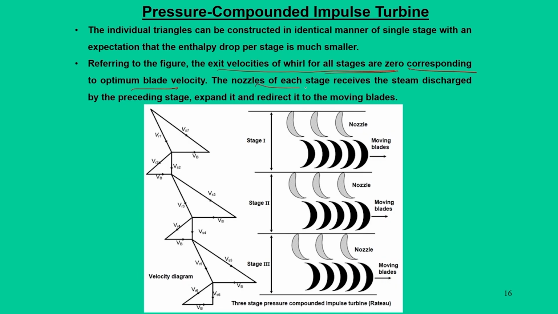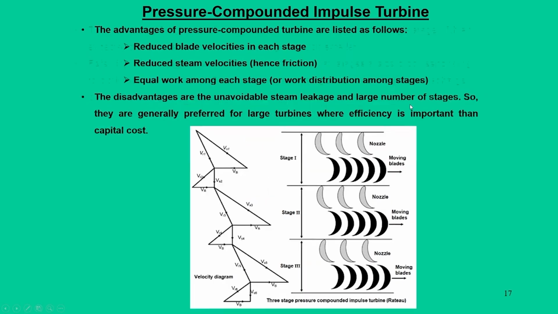The nozzle of each stage receives steam discharge from the previous stage, expands it, and redirects it to the moving blades. So, this is the main philosophy behind the pressure compounding of an impulse turbine.